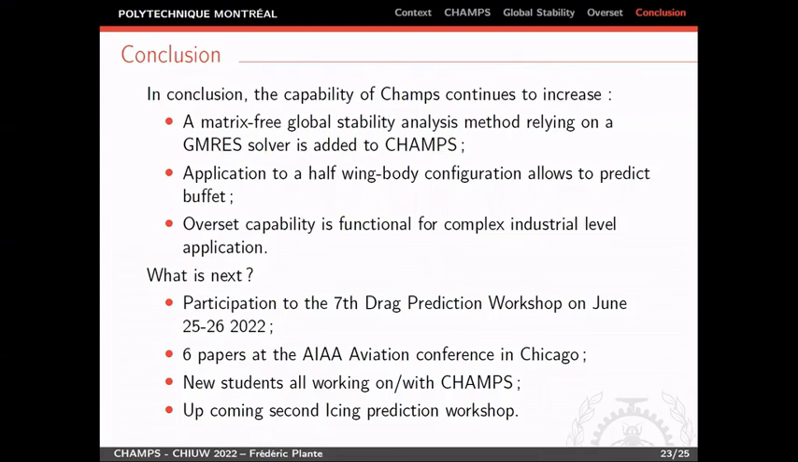And we have 6 papers presented at the AIAA Aviation Conference in Chicago, all done with CHIUW. All the new students in the lab are working on or with CHIUW. So this is all our undergrad and graduate students, and will be participating in the upcoming 2nd ice prediction workshop.